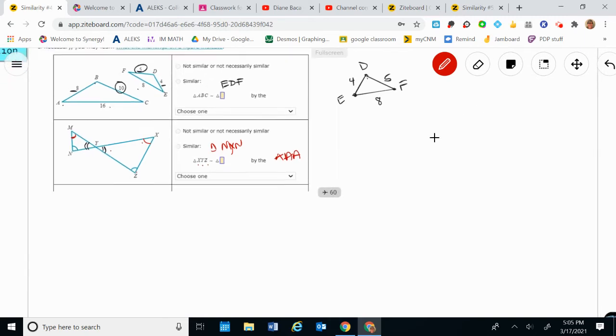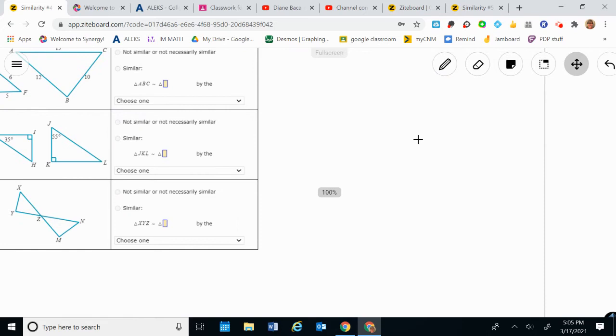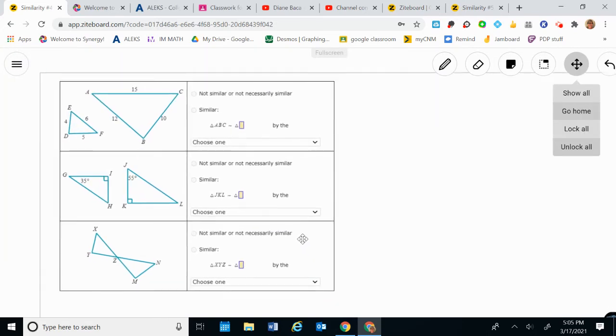All right, let's look at another one. I'll try to see if I can enlarge it a little bit again. It definitely is a little small. Come here, move it this way. All right, there we go.